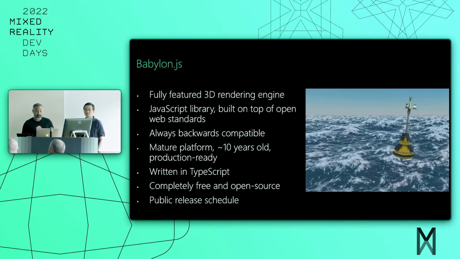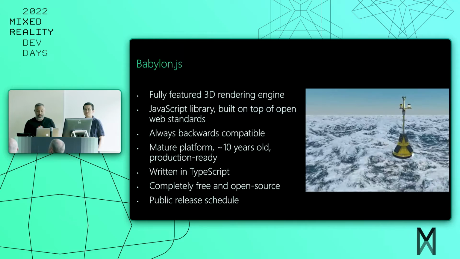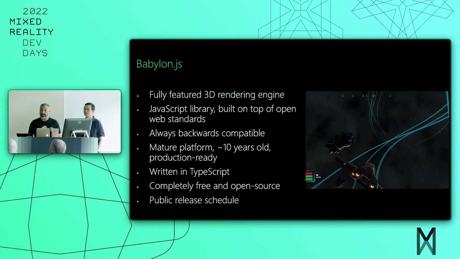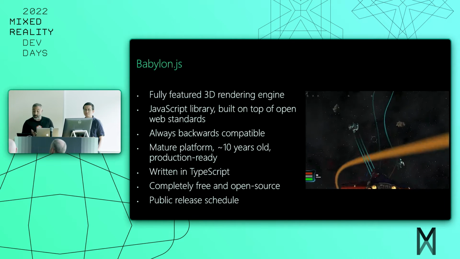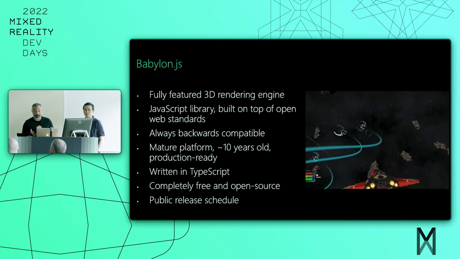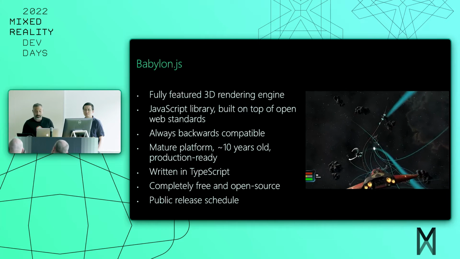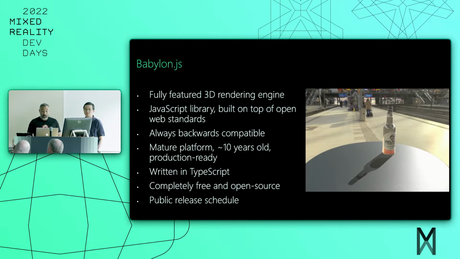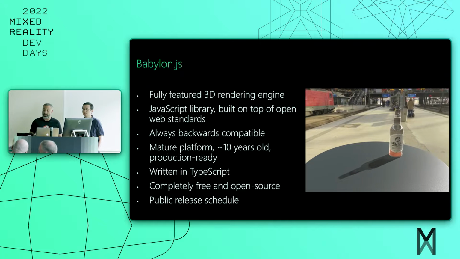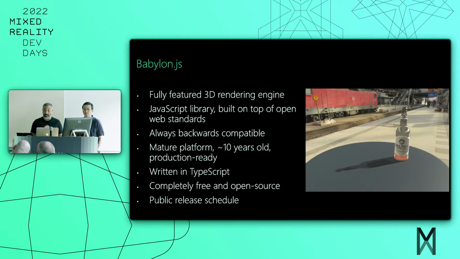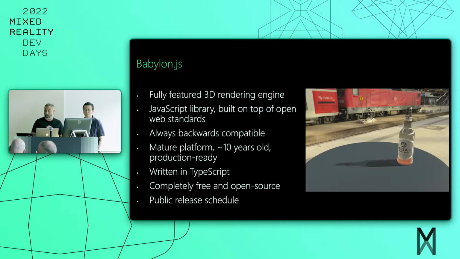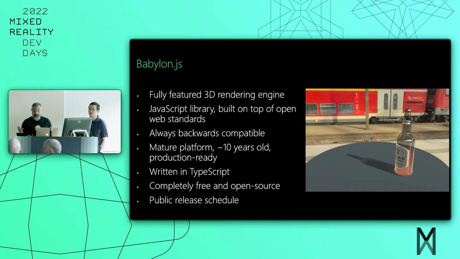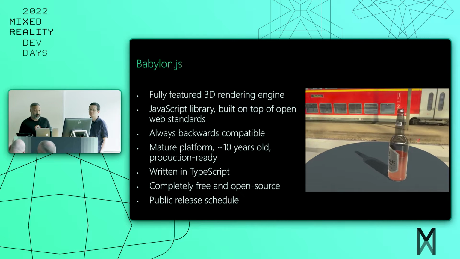Babylon is a JavaScript library and built on top of open web standards. We do our best to only work with web standards to provide a unified experience across devices and browsers. We use standards like WebGL and its younger brother WebGPU, WebAudio, WebRTC, and WebXR, as we will see later, glTF for model loading, and a lot of others. Babylon is always backward compatible. Code that you were running on Babylon 3 will still run on Babylon 5. We're not removing features. We're updating them, preserving the public API, and adding, of course, new features to the public API.